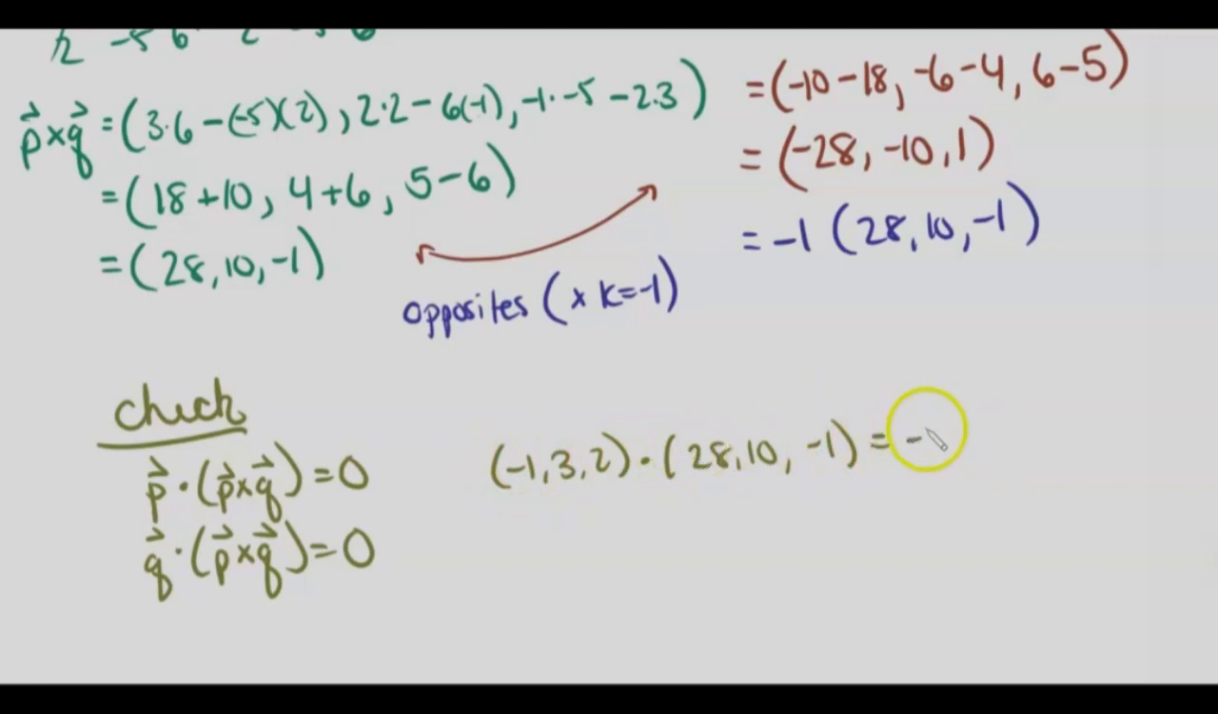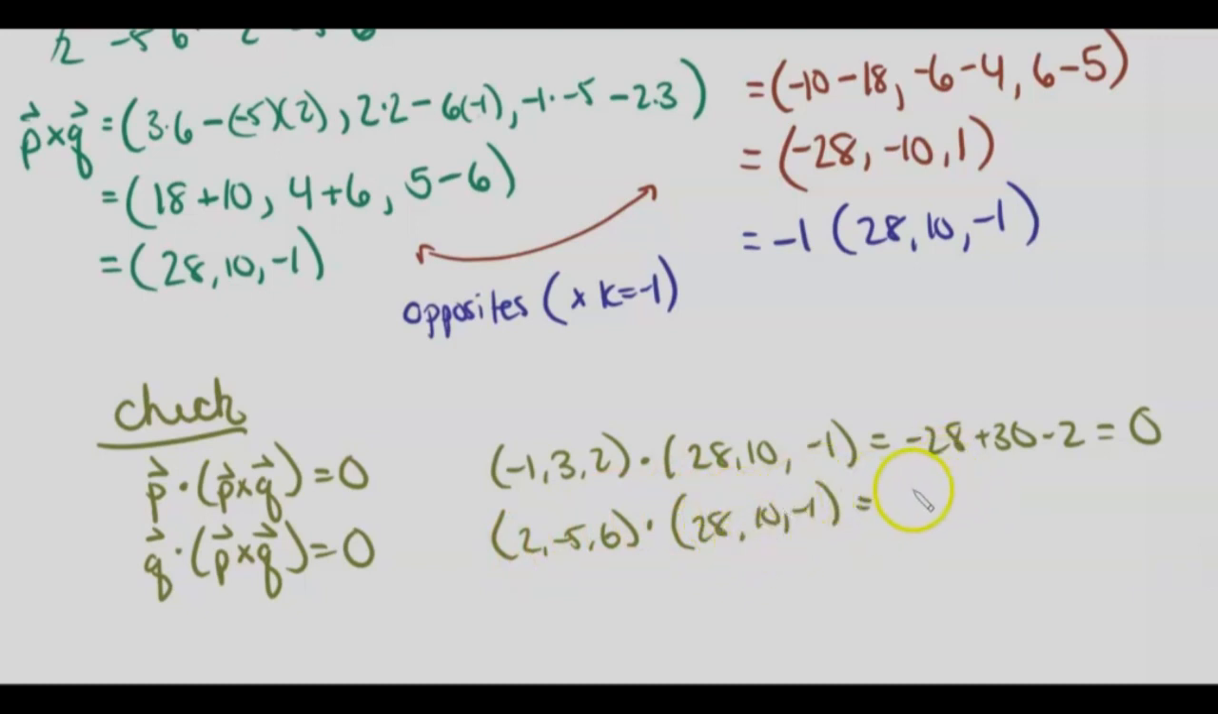-1 times 28 is -28. 3 times 10 is 30. 2 times -1 is -2. We get 0. We can do the same thing for vector Q, which is 2, -5, 6. We do the dot product again with our perpendicular vector, so we have 56 minus 50 minus 6, and we get 0. So we can clearly see that our answer of vector P cross vector Q, or vice versa, is perpendicular to both P and Q.